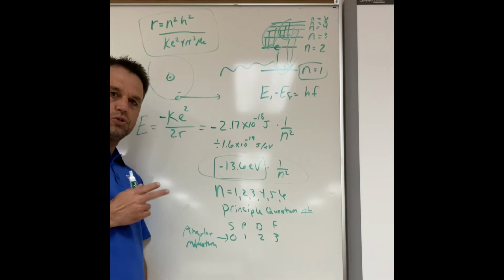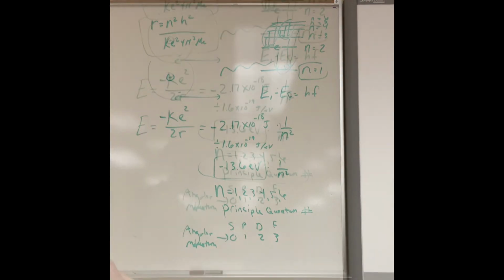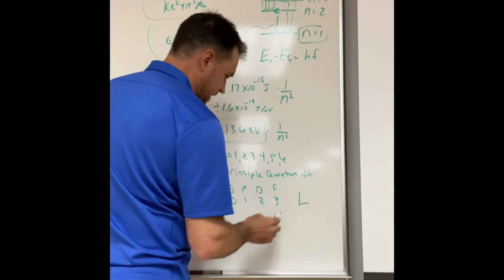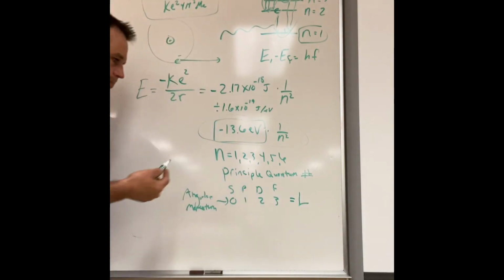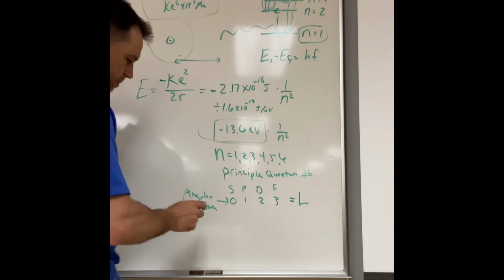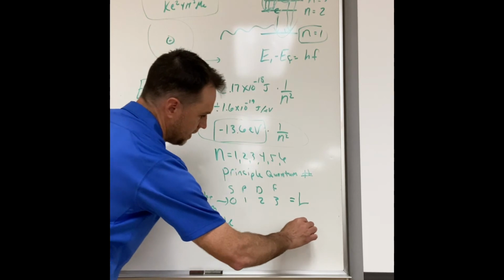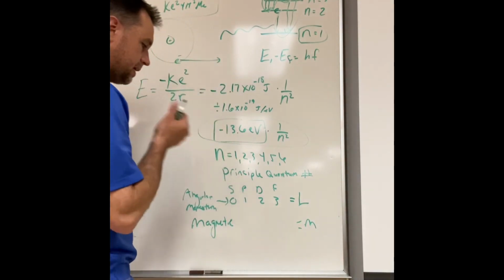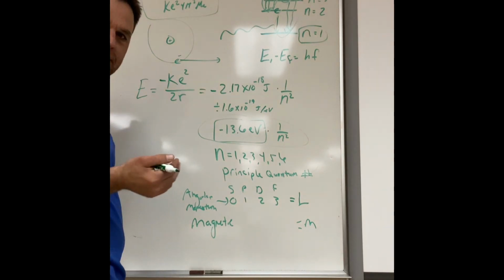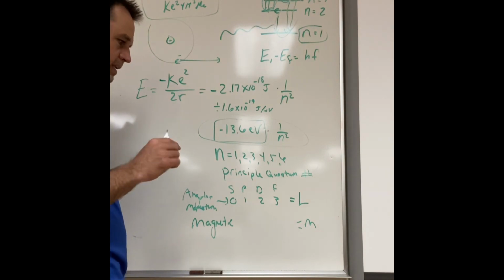And then there are two more quantum numbers, which I'll mention briefly. We give the letter L for the second quantum number because angular momentum's symbol is L in physics. The third quantum number is the magnetic quantum number. So we're going to give that the symbol M for magnetic. And it can be L or negative L, or it can be any integer smaller than L.